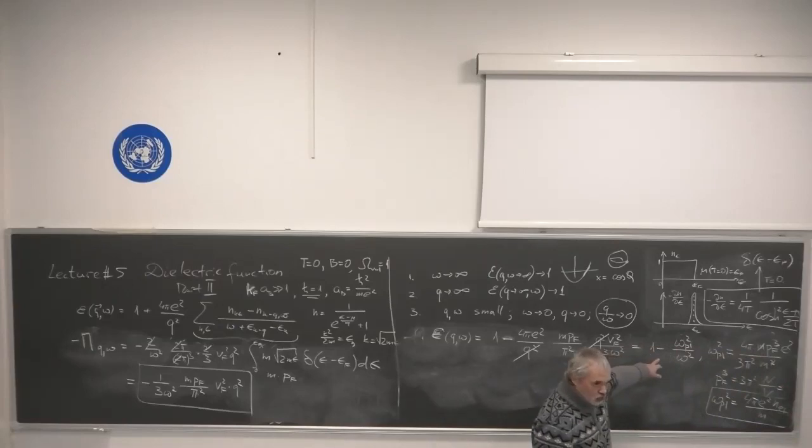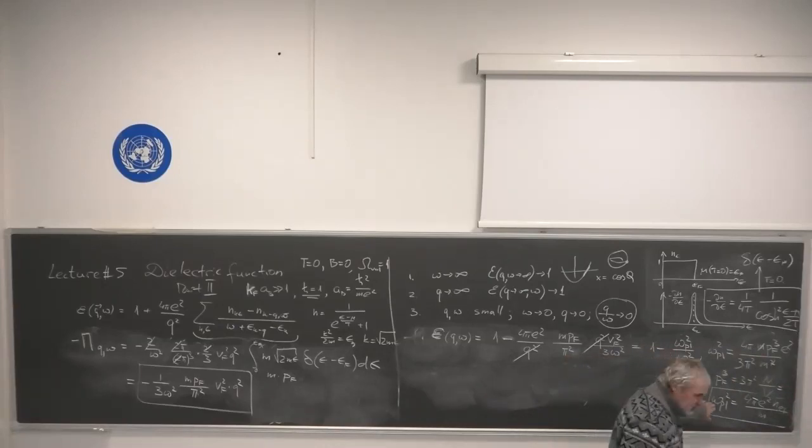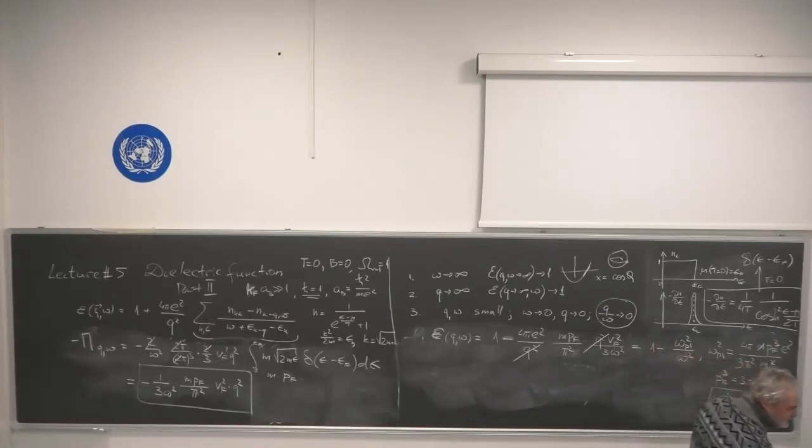In the limit of small omega, the dielectric function diverges as 1 over omega squared. This is a typical response. And we obtain that for omega smaller than omega plasmon, the dielectric function is negative. And for omega larger than omega plasmon, the dielectric function is positive.